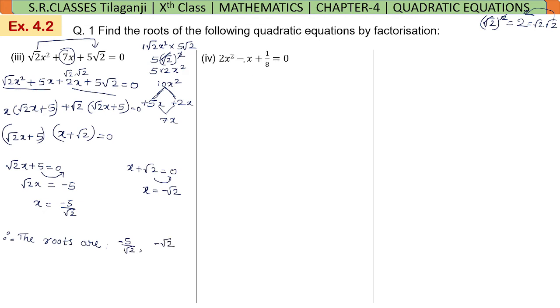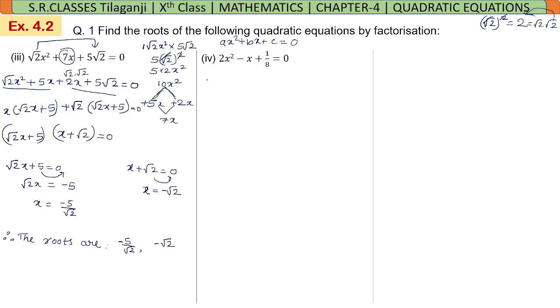Next question, 2x square minus x plus 1 by 8 equal to 0. Here we need to compare this equation with the standard formula, that is ax square plus bx plus c is equal to 0. Compare now. Here first and second terms are same, but about last term, here c value, it is there in a fraction, so we need to make it as a whole number. That means we need to remove this 8. For that we can multiply whole equation by 8.